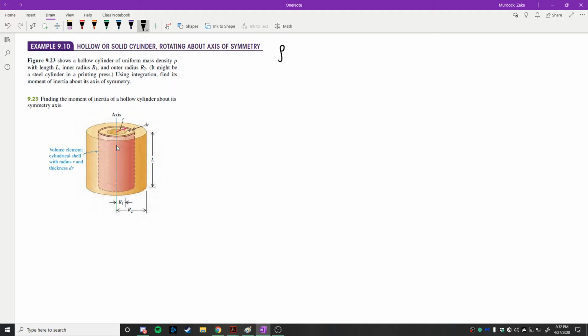This might be a steel cylinder in a printing press. It could also be the wheel of a roller skate or a skateboard. It's basically just a donut. It's just your standard ring. It could be a tube of paper towels. It could be anything like that, right? So that's our object. And it's being rolled or spun about its center, okay?